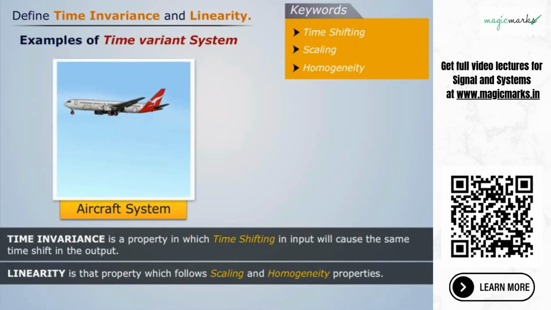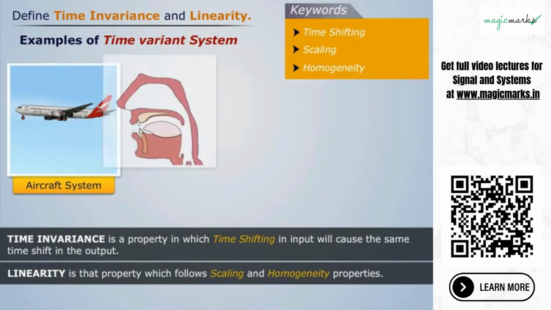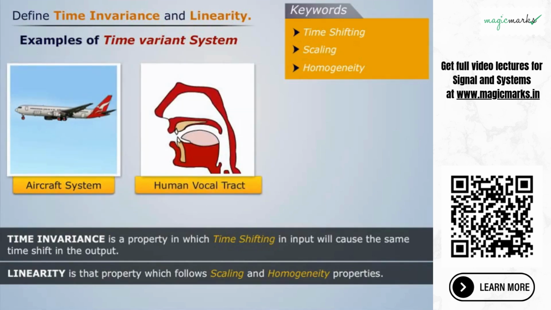For example, the aircraft system. The time-variant characteristics are caused by different configurations of control surfaces during takeoff, cruise, and landing. Another example is the human vocal tract: whatever we think, we speak. That is, the input is our thinking and our words are the output.